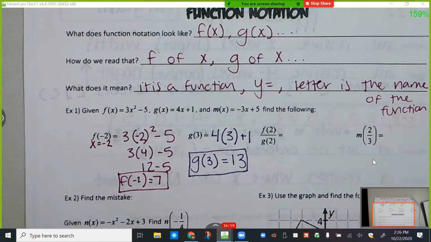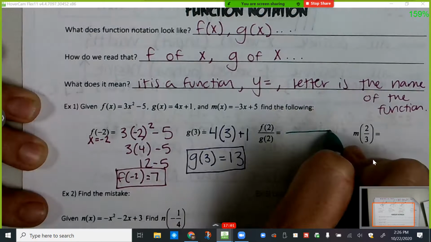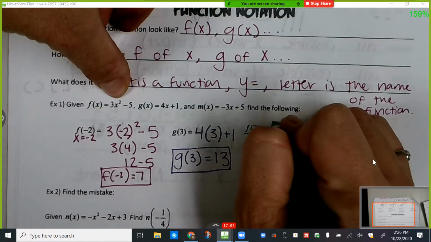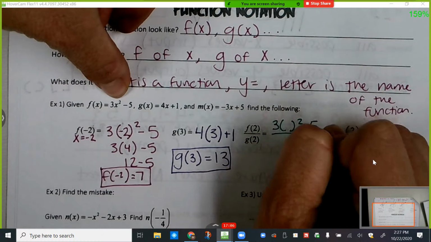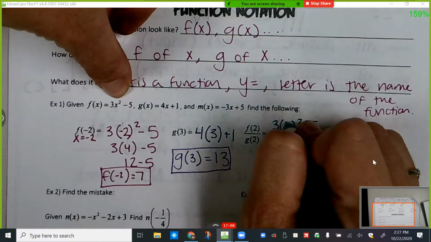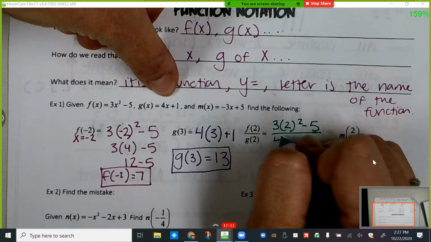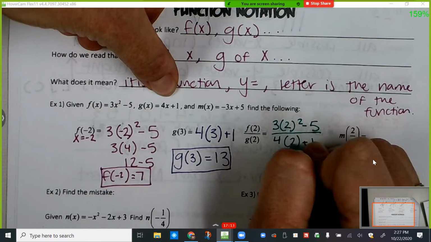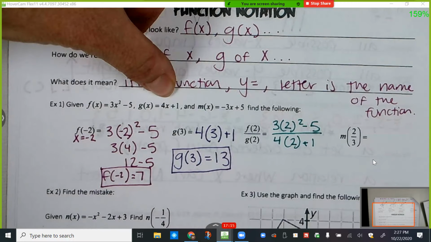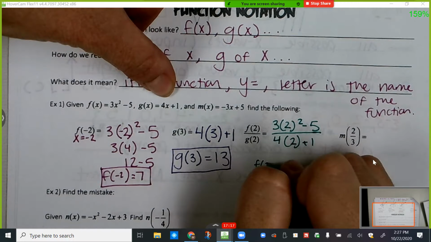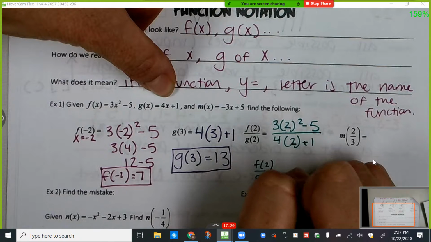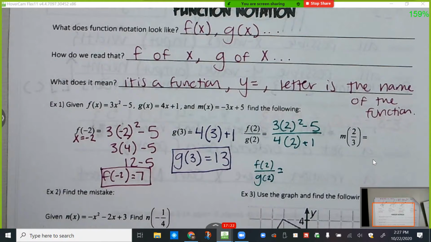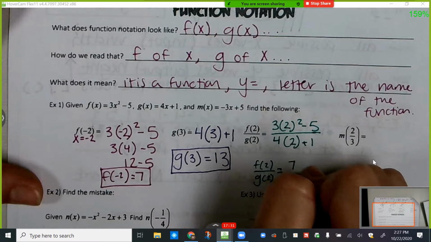Okay, so this one just tells me f of 2 over g of 2. So f is 3 parentheses squared minus 5, and I'm going to plug in a 2. G is 4 parentheses plus 1, and I'm going to plug in a 2. So what does that top equal? 7. Okay, and what's that bottom equal?